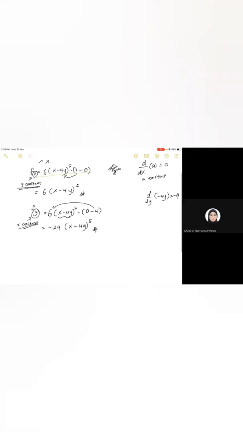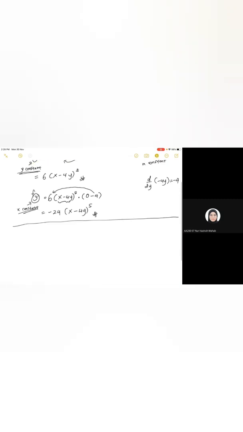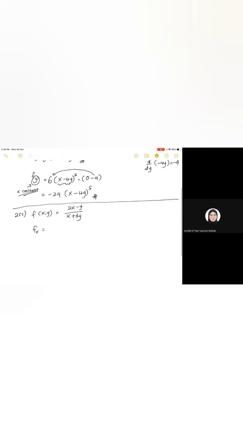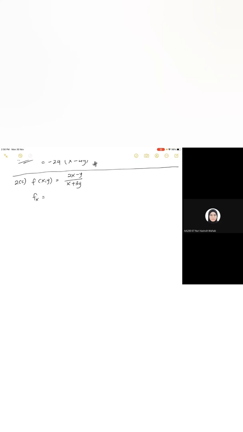Okay, let's look at 2C. So 2C becomes a quotient rule. Okay, now we want to differentiate with respect to x. Again, our y is constant. So the y on top is constant, the y at the bottom is also constant. But we have x on top and also at the bottom. So when it is on top and at the bottom, we have to use the quotient rule because it becomes numerator and denominator.